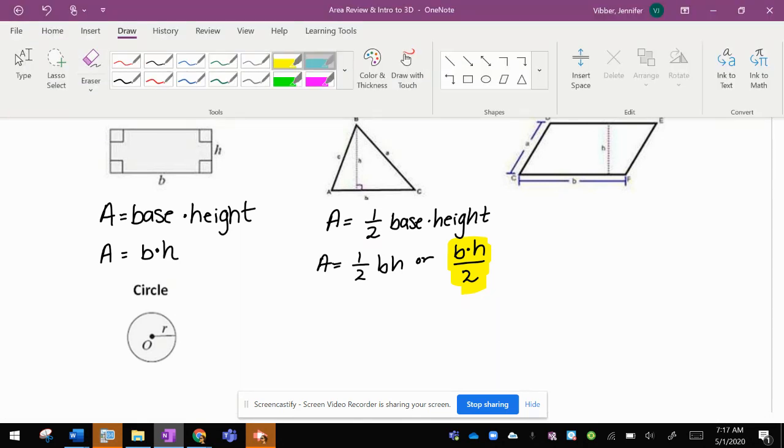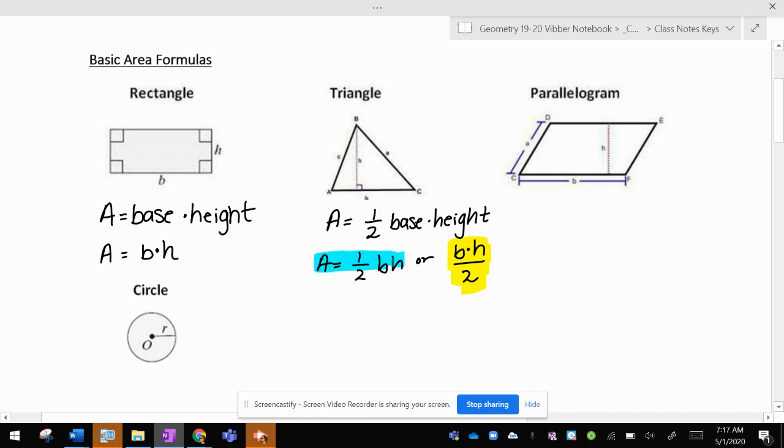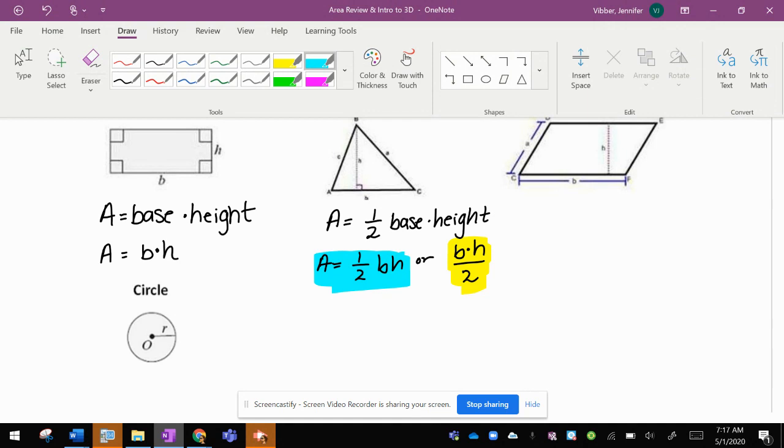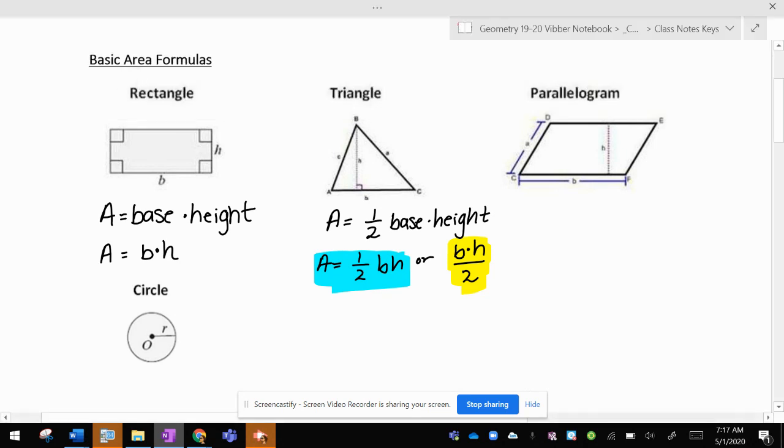That I tell my students, try to remember your triangle formula like this, 1/2 base times height, because then the 1/2 is right out in front. You remember to do it every time, and you don't make a simple careless mistake. Okay, now, doesn't matter which one you use, but the area of a triangle is 1/2 base times height or base times height divided by 2.